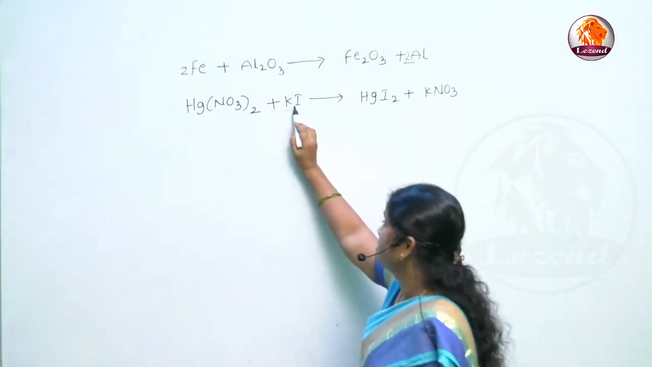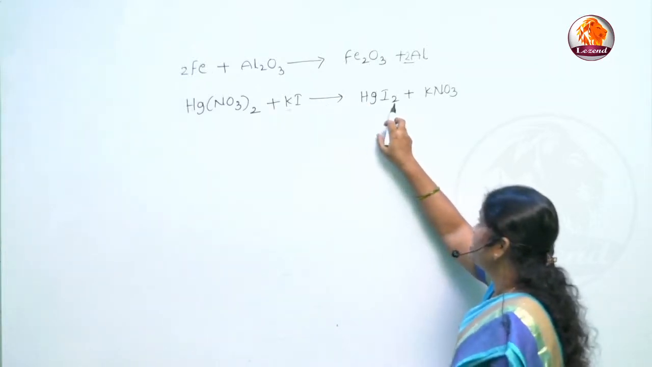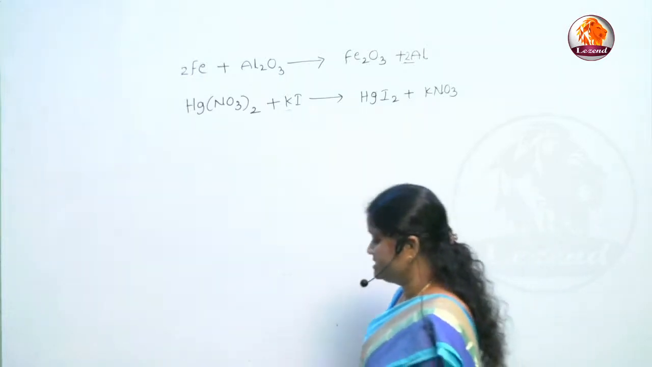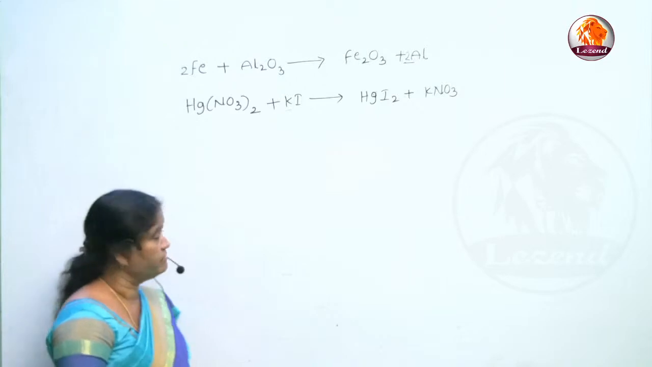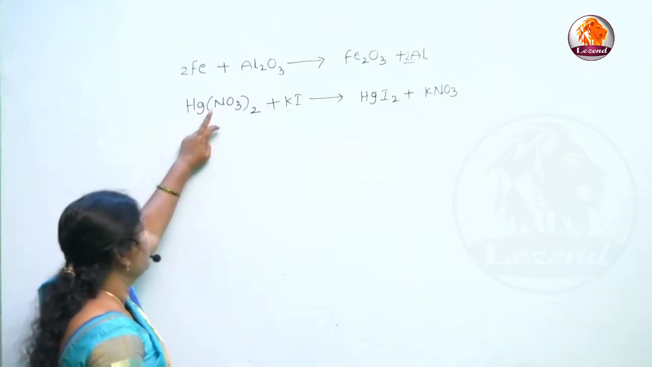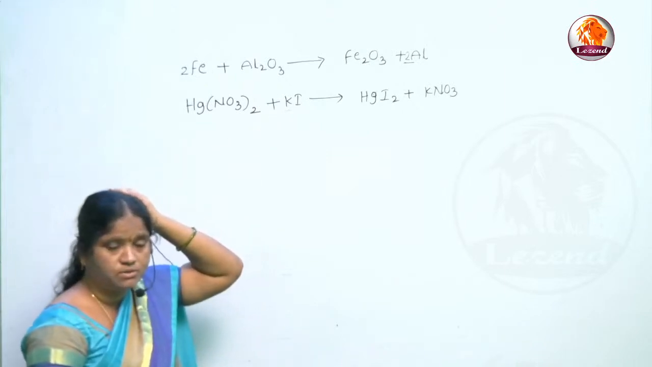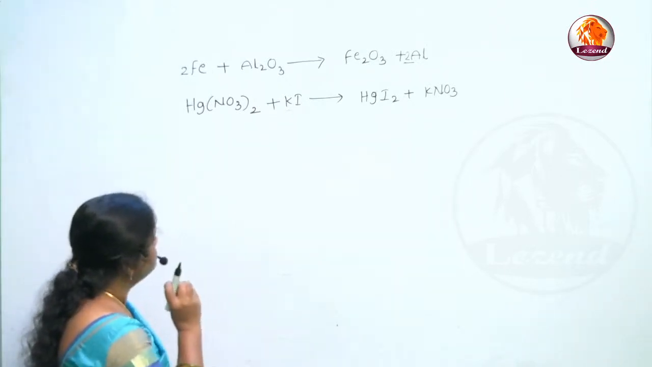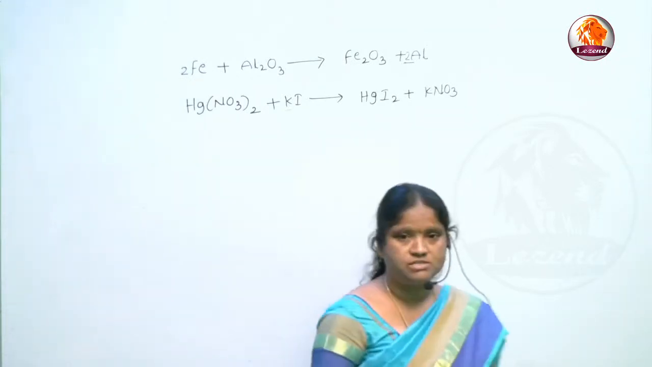Potassium iodide, the compound KI, gives rise to mercuric iodide and also potassium nitrate. So what are the elements? How many elements are involved in this given chemical equation? We can look at mercury, nitrogen, oxygen, potassium, and iodine. These are the different elements involved, and we need to compare the atoms of each element on both sides, whether they are balanced or not.